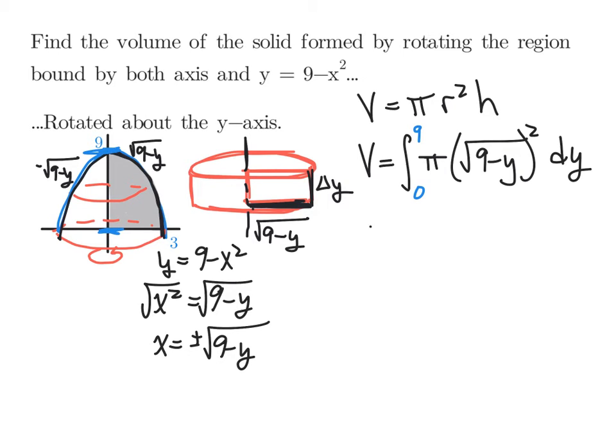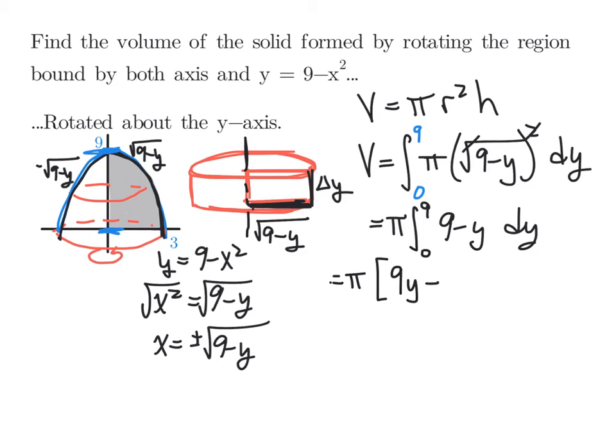As we calculate this, it gets pretty nice. Pi is a coefficient which we can pull out in front. We'll take the integral from 0 to 9. Squaring the square root will leave us with 9 minus y dy. The integral of 9 minus y is 9y minus 1/2 y squared from 0 to 9.